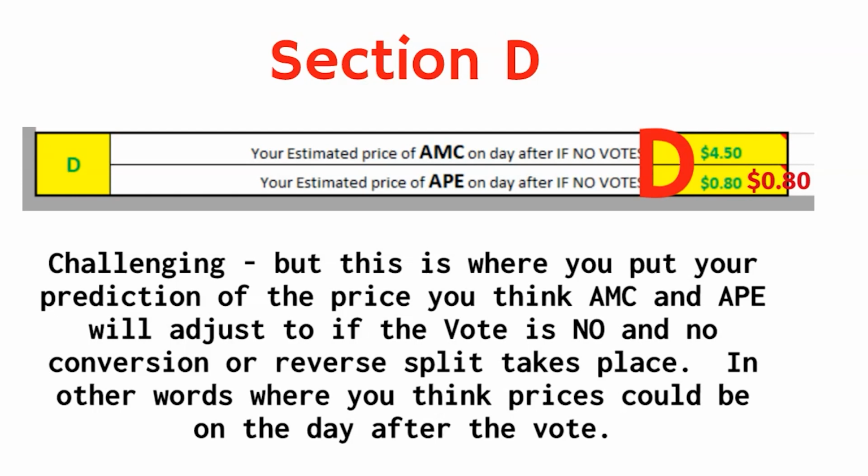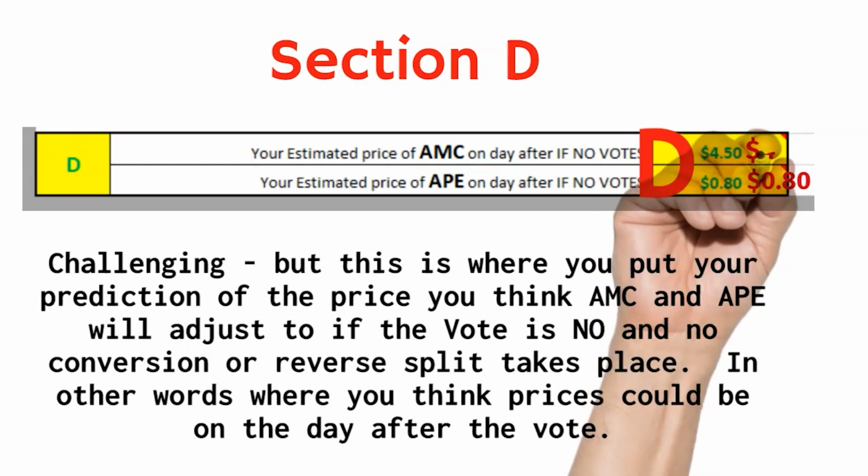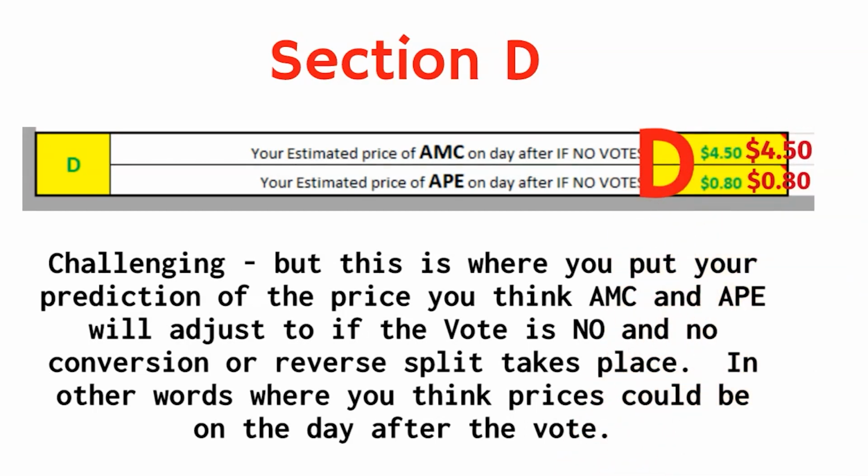For AMC this is a bit trickier. Some wrinkly brains think it will skyrocket if there will be no dilution to AMC, as a no vote would prevent the reverse split. However, other wrinkly brains think that if Adam Aron does not receive the yes votes to be able to raise significant capital, then the shorts will have a stronger thesis for bankruptcy and will short AMC down along with APE. I tend to agree with the latter apes in this example, so I am going to enter $4.50. Obviously you can change this to your liking to see the impact of your predictions.